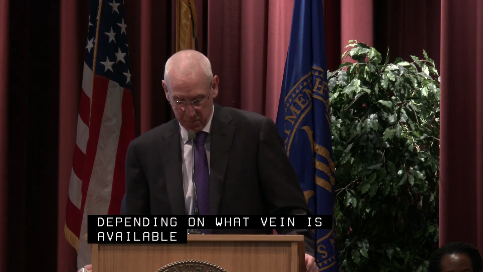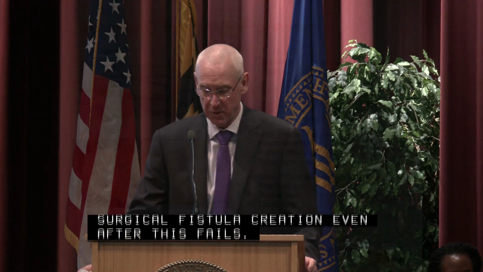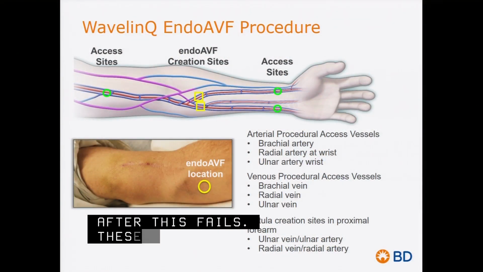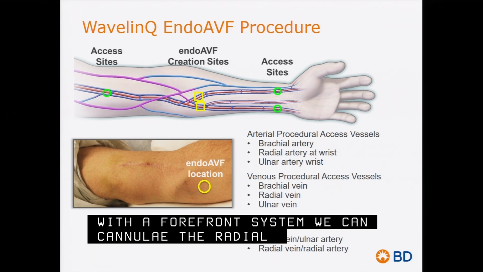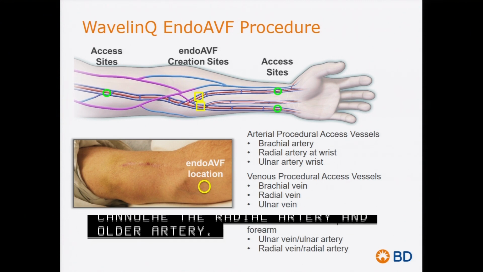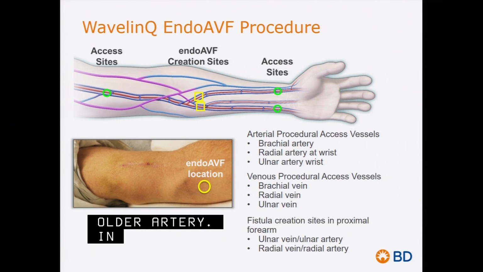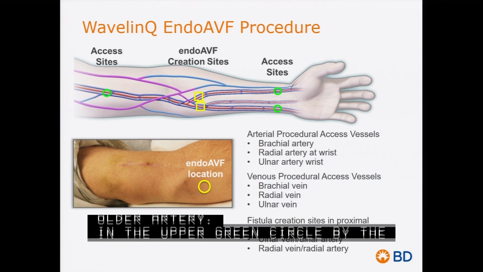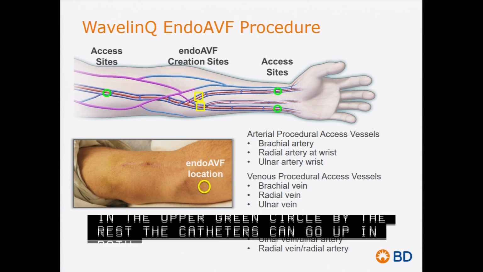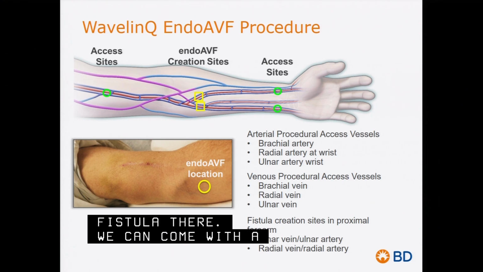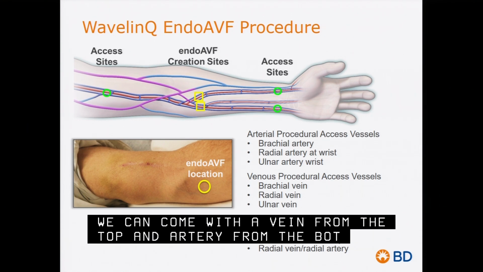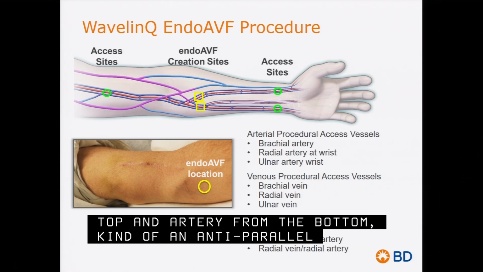So these are the potential sites. With a 4 French system, we can cannulate both the radial artery and ulnar artery. So we could pair up, in the upper green circle there by the wrist, the catheters could go up in both directions and create a fistula there. We could do it from the ulnar level, or we could come with a vein from the top and the artery from the bottom, kind of in an anti-parallel configuration. But the fistula is always going to be created just below the elbow at the ulnar level or at the radial level.